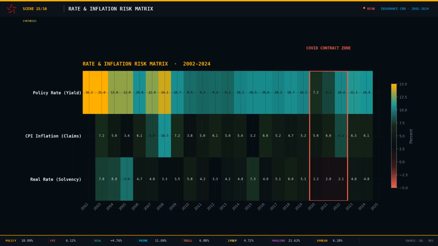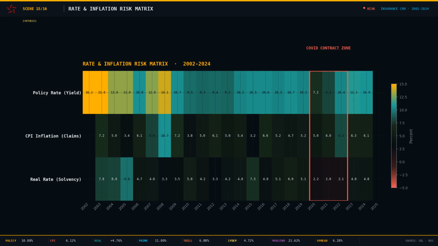This heat map shows every year from 2002 to 2024. The top row is the policy rate. The middle row is inflation. The bottom row is the real rate. Green means the real rate is high, favoring aggressive underwriting. Red means it is low or negative, forcing contraction.